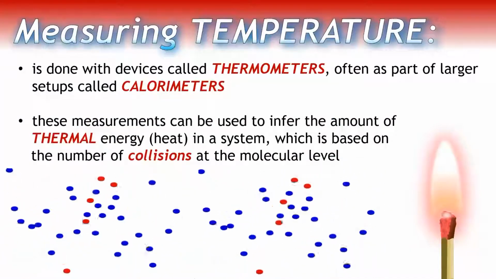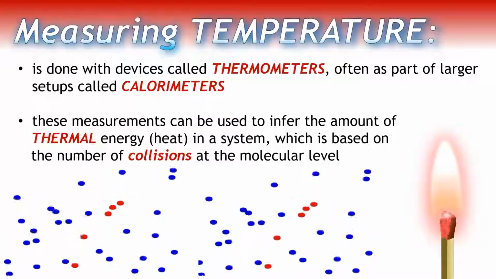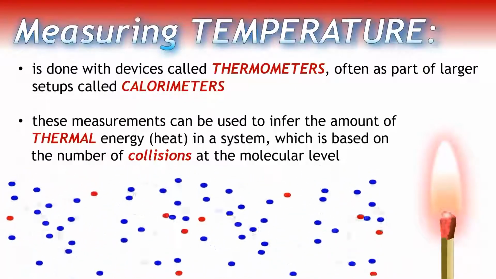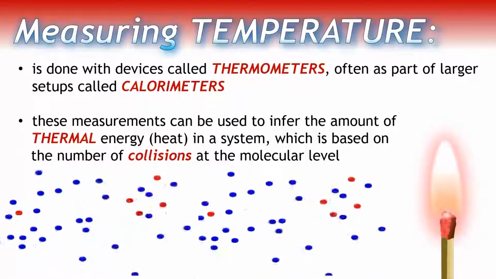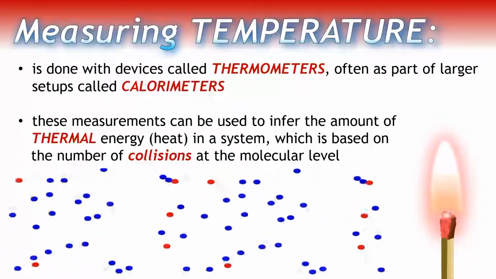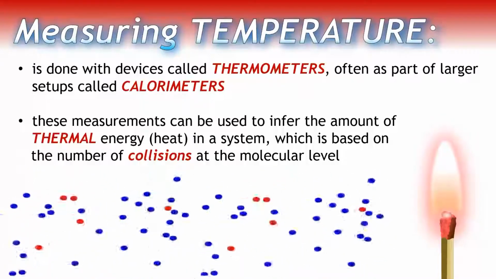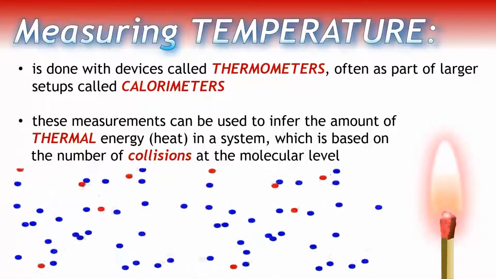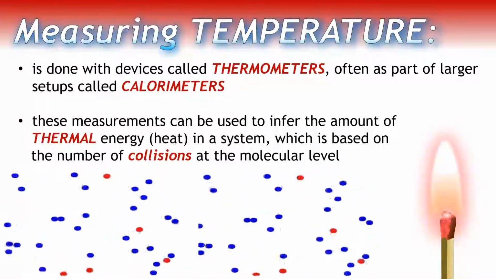Now, what thermometers actually are measuring is the amount of thermal energy in a system, which in turn is based upon the number of collisions at the molecular level. Those collisions between molecules or with the container holding the sample of molecules are said to represent the average amount of kinetic energy, which is pretty much the same as the thermal energy, the heat of the system.